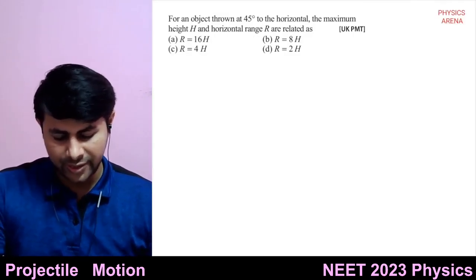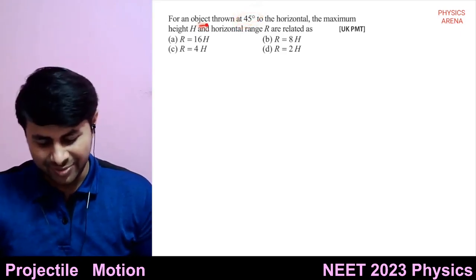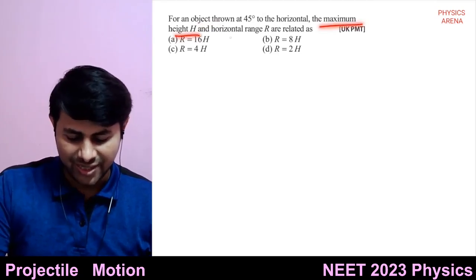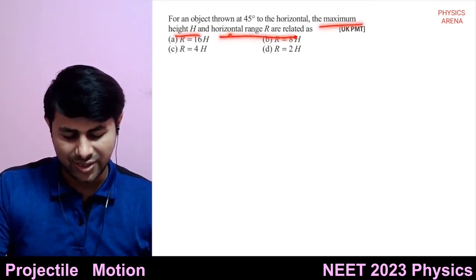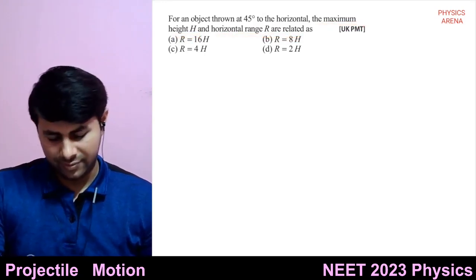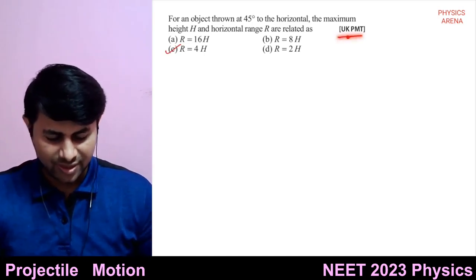Okay, next question. For an object, they just love 45 degrees. For an object thrown at 45 degrees to the horizontal, the maximum height h and horizontal range R are related as. Tell me. R is equal to 4h. R is equal to 4h. Okay, this is from UKPMT.